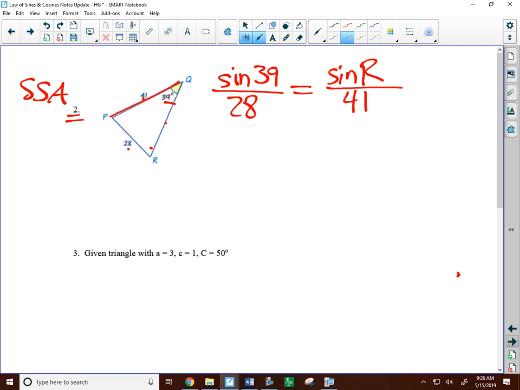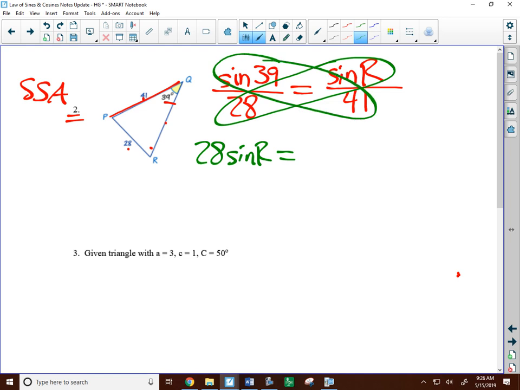So the thing you'll notice that's different about this one is the variable, instead of being down here, is one of the angles. We'll solve for it almost the same as our last step, but we'll need to do something different. Okay, so let's go ahead and start cross multiplying. I got 28, and then sine of r. And then here I've got 41 and sine 39.